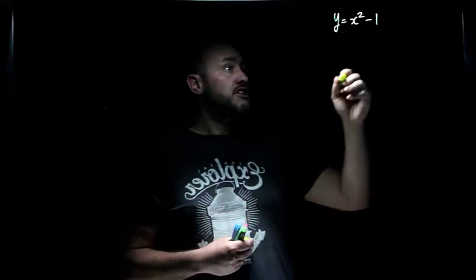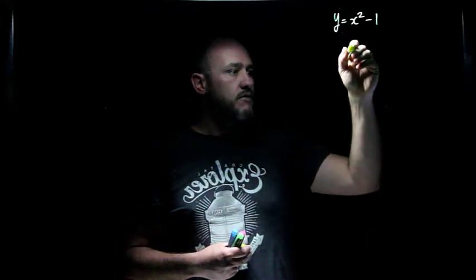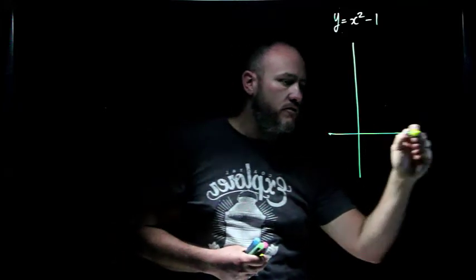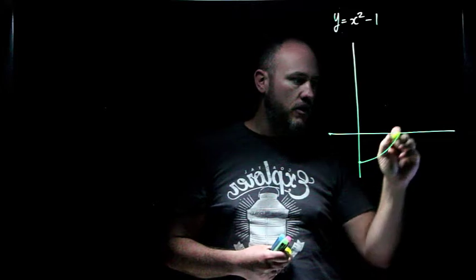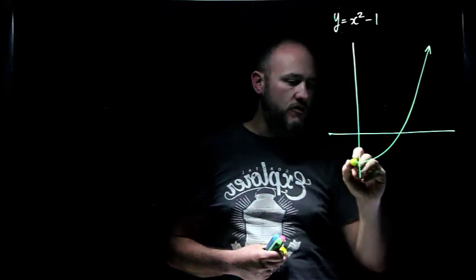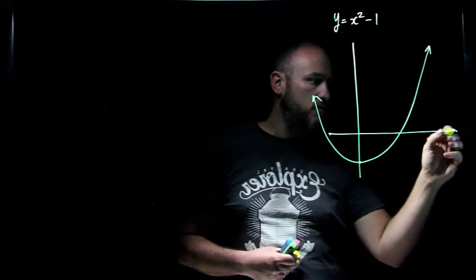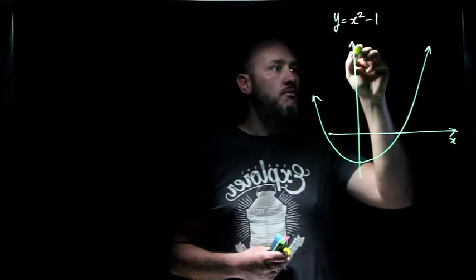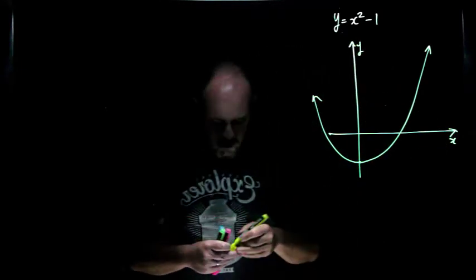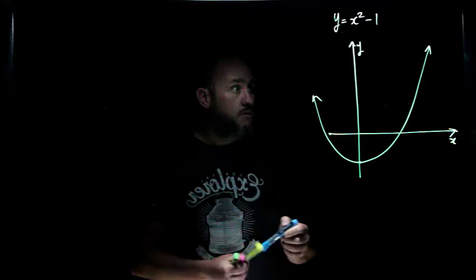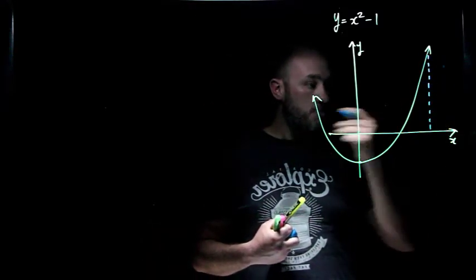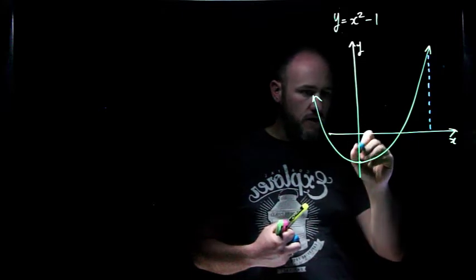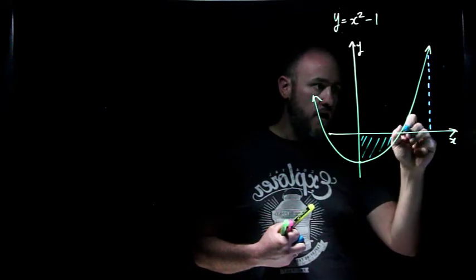Y equals x squared minus 1, and if I sketch that function, I get this. X squared minus 1 starts at minus 1, and it's just like normal x squared, but it's been shifted down this time instead of up. So we've got our x-axis and we've got our y-axis. Now, let's say I wanted to find the area below this function between 0 and 2. So what's going to happen is I'm going to find this area and this area.